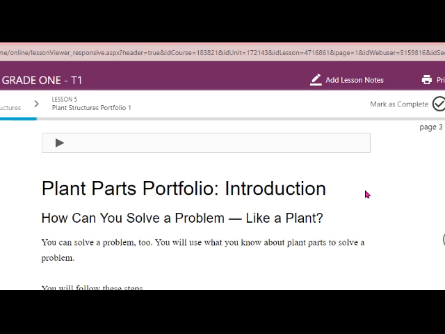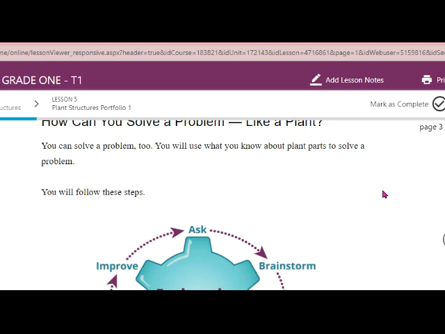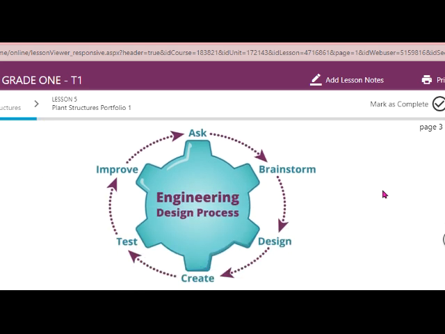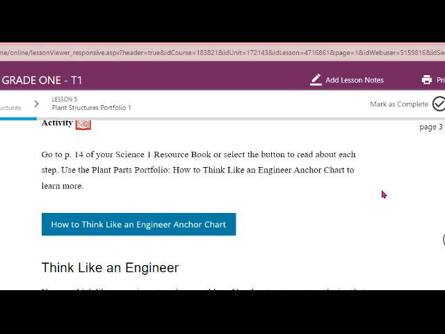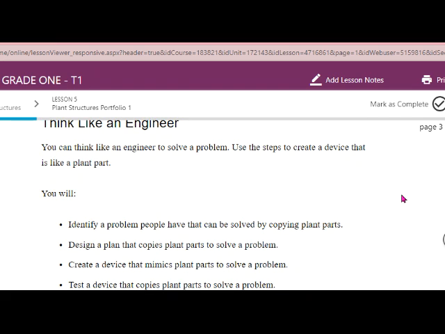How can you solve a problem like a plant? You can solve a problem too. You will use what you know about plant parts to solve a problem. You will follow these steps. So you're going to be following the engineering design process. In your science resource book, you can see more about this assignment. You're going to think like an engineer to solve a problem. You'll use the steps to create a device that is like a plant part.